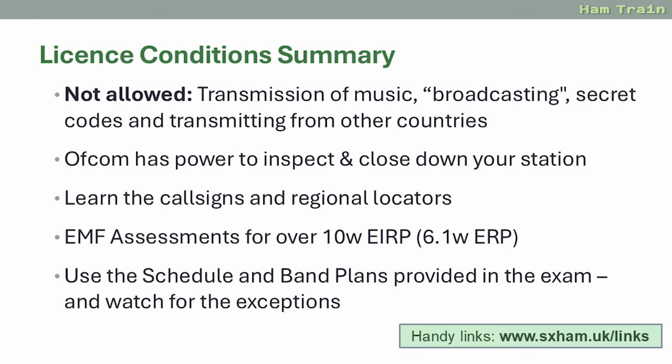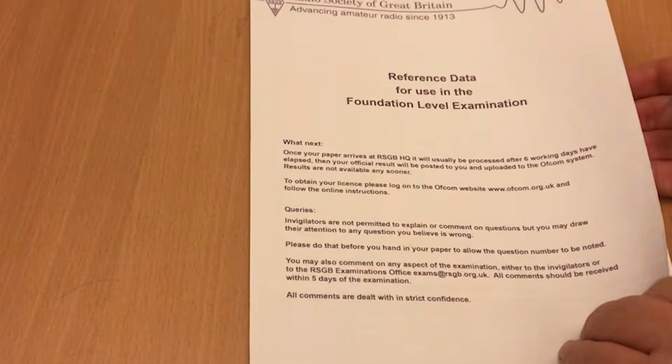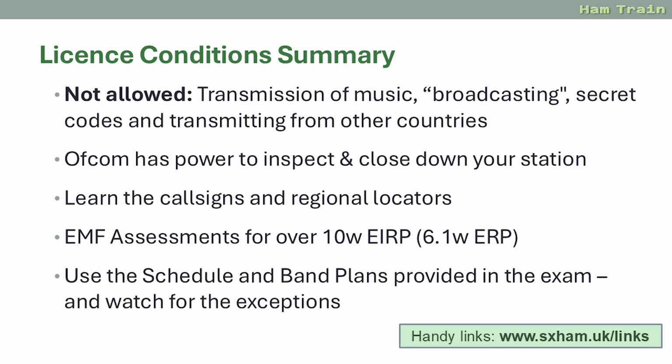Ofcom has the power to inspect and close down your station, and also ask you to log your transmissions. You need to learn the UK call signs and those regional secondary locators. You need to perform EMF, electromagnetic field assessments, if you're operating over 10 watts EIRP, that's 6.1 watts ERP. And for the exam, make sure you use the schedule and the band plans that are provided for your exam, and watch out for those exceptions.